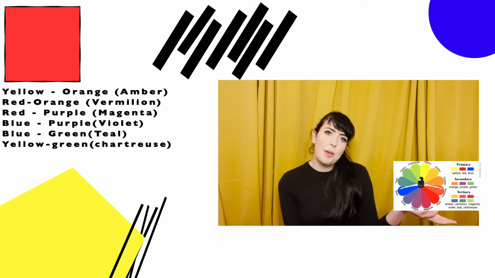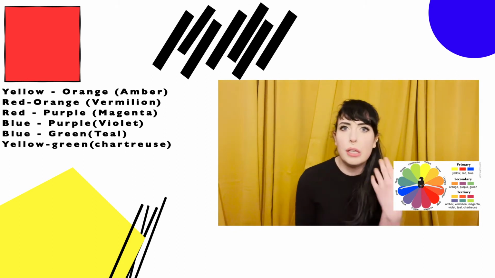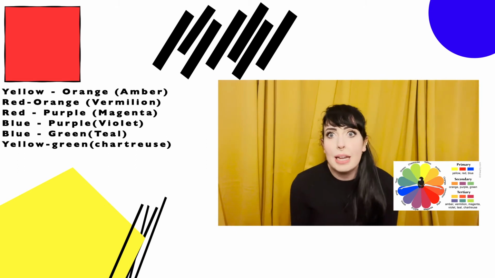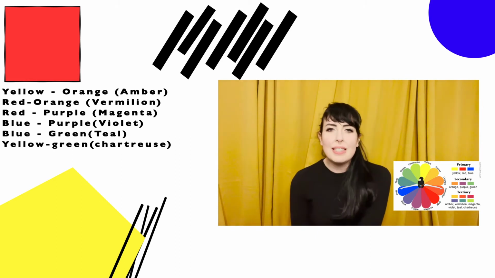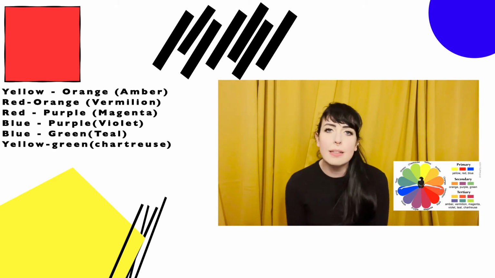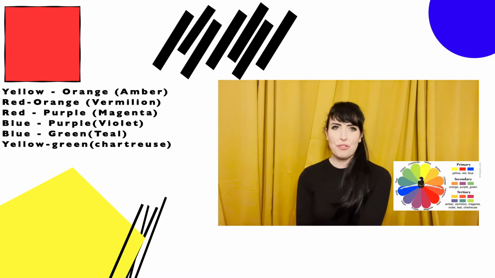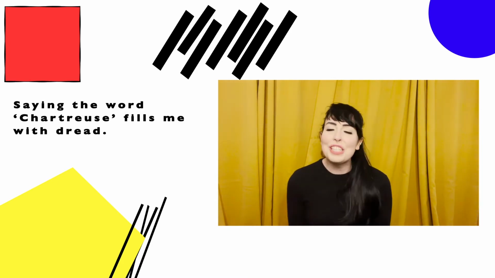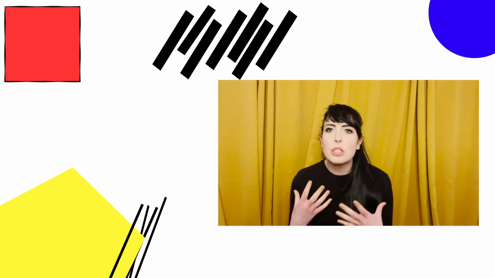You may well know them by these very descriptive names, blue-green or yellowy-green, but they have real names as well. And they are amber, vermilion, magenta, violet, teal, my favourite colour, and chartreuse. Colours are a great example of how increasing your vocabulary can allow you to be so much more specific.